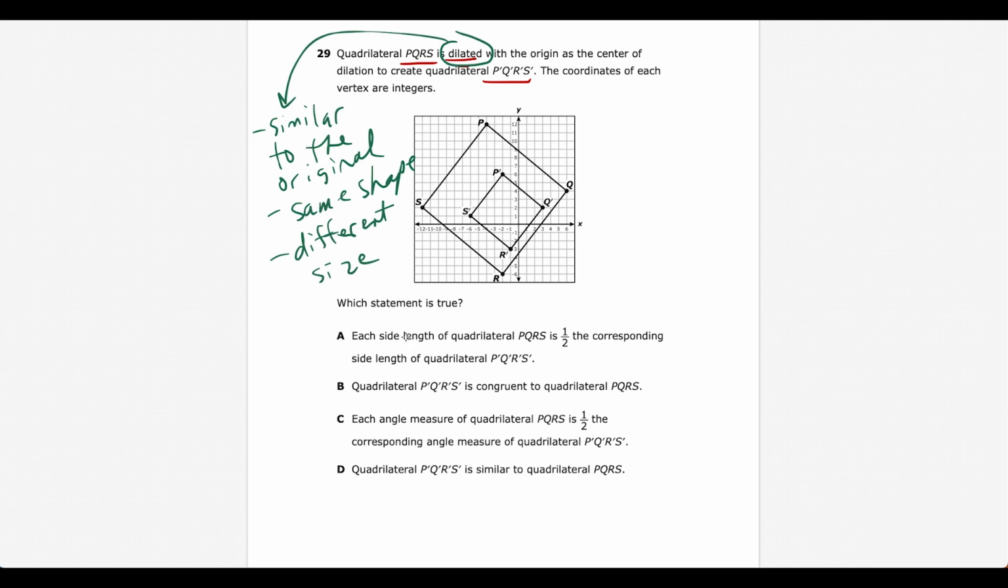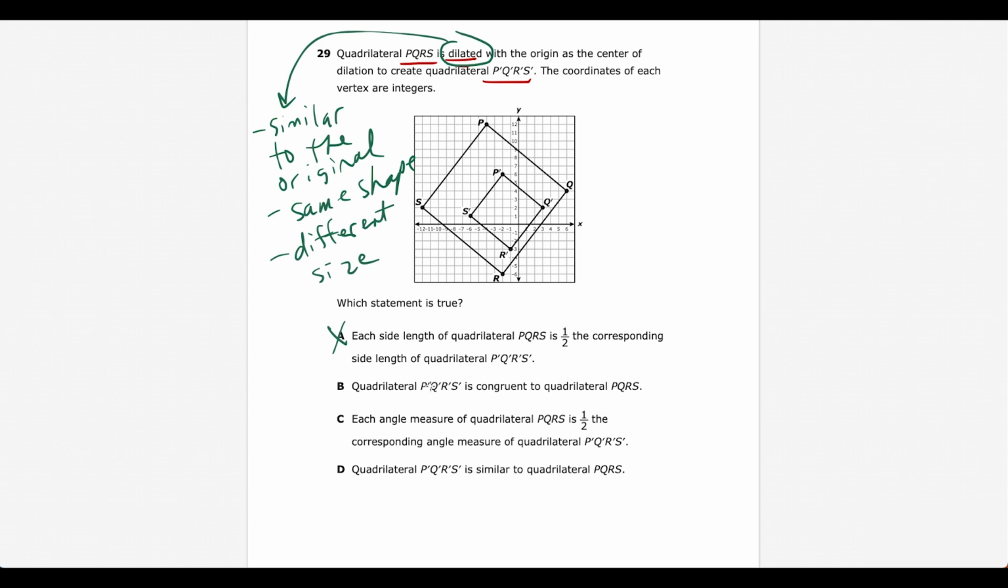So now let's read this. Each side length of the quadrilateral is 1/2 the corresponding side length of quadrilateral P prime, Q prime, R prime, S prime. So they're saying that the side length of quadrilateral PQRS is half the corresponding side length? But no, because notice the big quadrilateral is PQRS. P prime, Q prime, R prime, S prime is the small one. So this choice doesn't make sense.